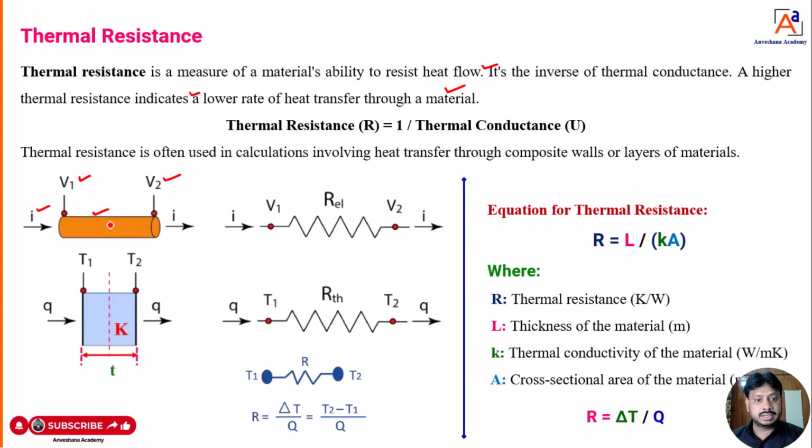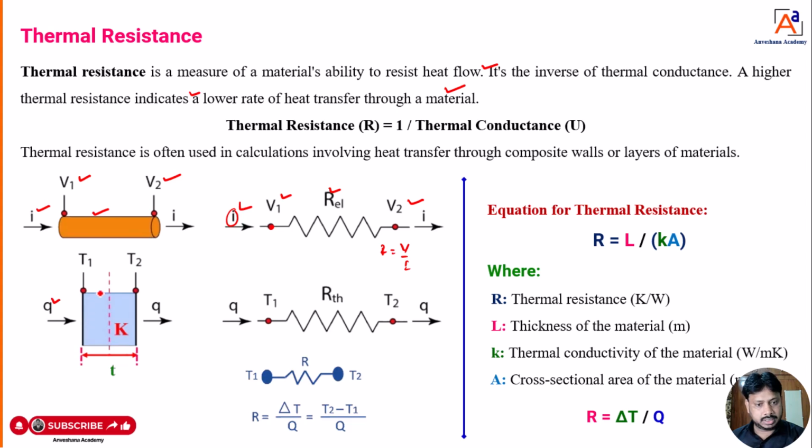If it is moving, definitely there is a resistance to the flow of electricity in the wire. That resistance we can mark here as R. The potential difference is the voltage V1 minus V2, and the current I mark here as I. So R is equal to V divided by I. That is Ohm's law.